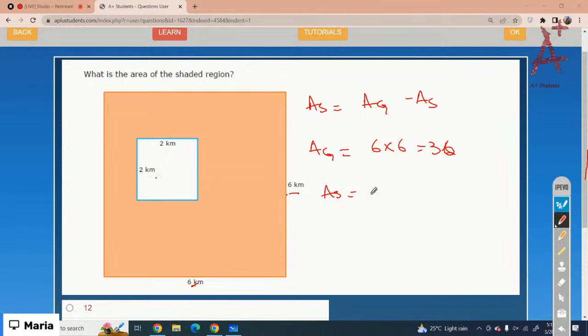Now let's just calculate the area of the smaller. Again, it is 2 times 2. 2 times 2 makes 4. You just subtract the areas. Area of the shaded region is 36 minus 4. Yes, that would be 32. Got it? So the correct option is 32.